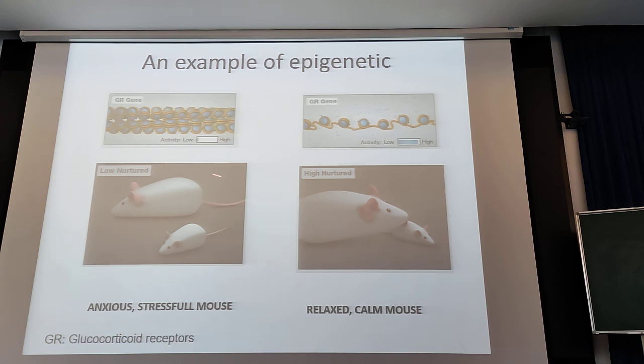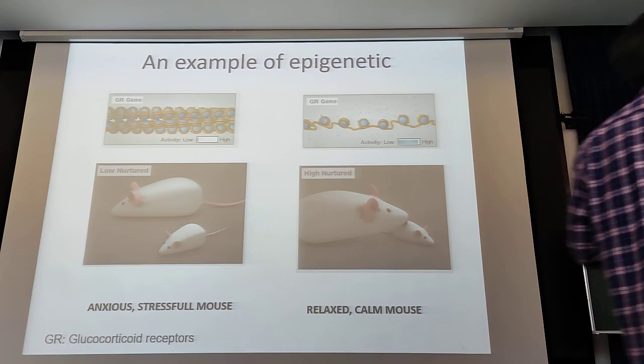On the other hand, in the anxious and stressful mouse, the GR gene was not stretched out, and it did not create enough space, so the transcription factors could not come and start to synthesize the GR protein, making the mice always stressed, always nervous.